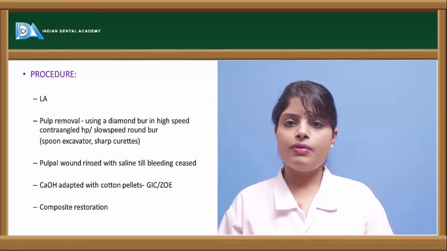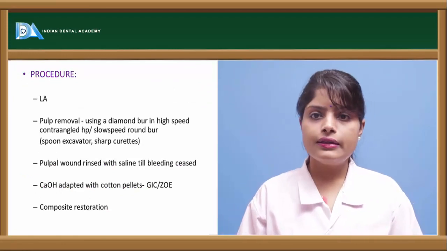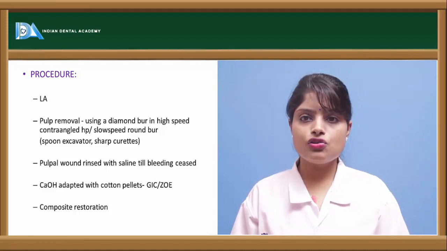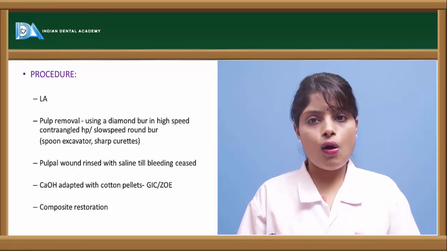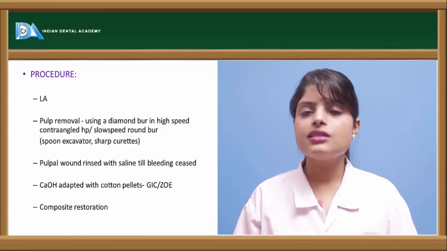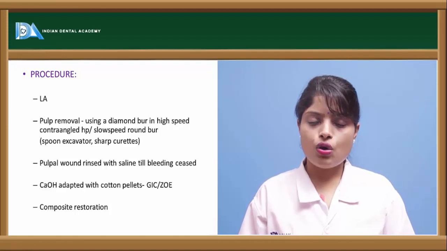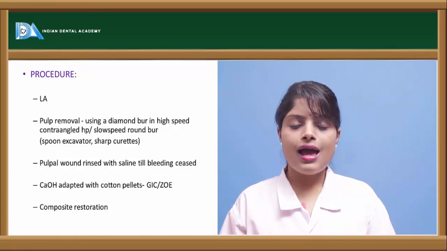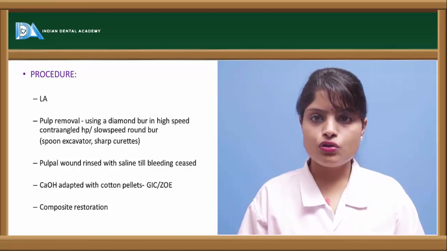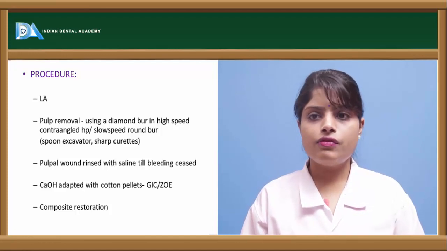The procedure of pulpotomy involves local anesthesia administration, then by means of a slow speed round bur, extirpation of the entire coronal pulp or the part of the pulp which is inflamed or infected, then complete removal of all the pulpal debris from the chamber by means of a sharp spoon excavator, and irrigation with sodium hypochlorite and saline alternatively, so that all the debris, the pulp and the infection are flushed out.